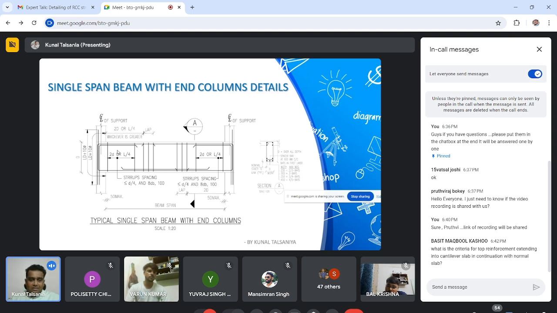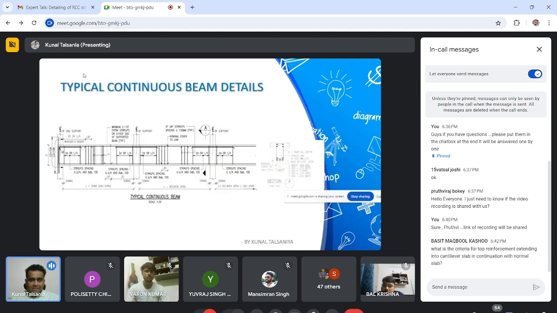Or L by 4. If this beam is shorter, then 2D will govern. If the beam length is more, then L by 4 will govern. Suppose I have to detail a 10-meter length beam. If the depth of beam is 600 mm, I have to choose the L by 4 distance, not the 2D distance. So 2D or L by 4, whichever is greater, up to that is your confining zone. In the confining zone, your stirrup spacing has to be 100 mm. This is your confining zone, and this is your non-confining zone.